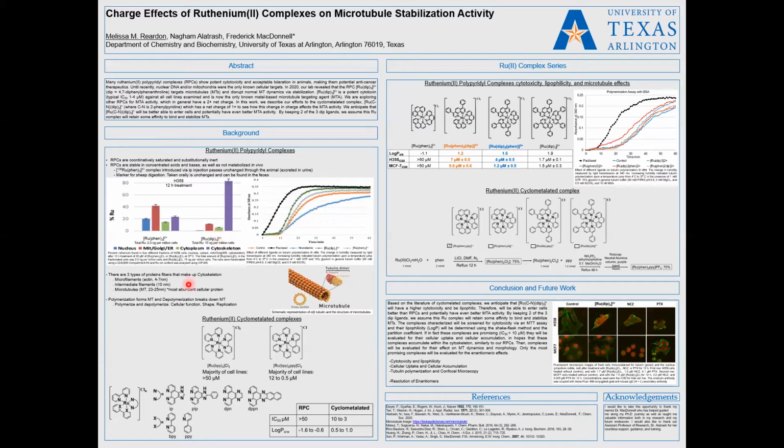The cytoskeleton is made up of three different types of protein fibers: microfilaments, intermediate filaments, as well as microtubules. Now, microtubule is the most abundant cellular protein and is made up of alpha and beta tubulin heterodimers. These heterodimers come together to polymerize and form this microtubule.